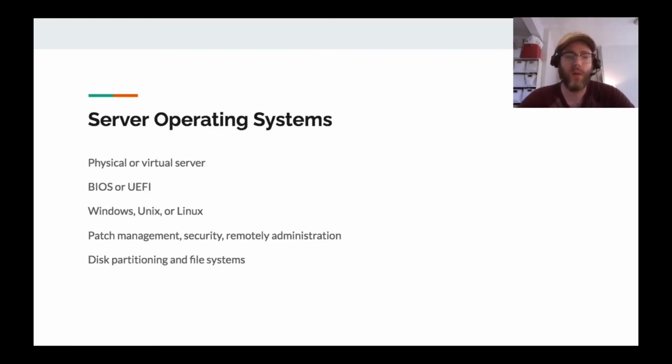So servers have different operating systems, obviously. You can have physical or virtual servers. You can have a BIOS or a UEFI, which is kind of the firmware of the server when it boots up. You can have different OSs: Windows, Unix, Linux, Mac. Patch management, security, remote administration, disk partitioning, and file systems are all things you need to be aware of with servers. You're going to have to do all that kind of stuff.